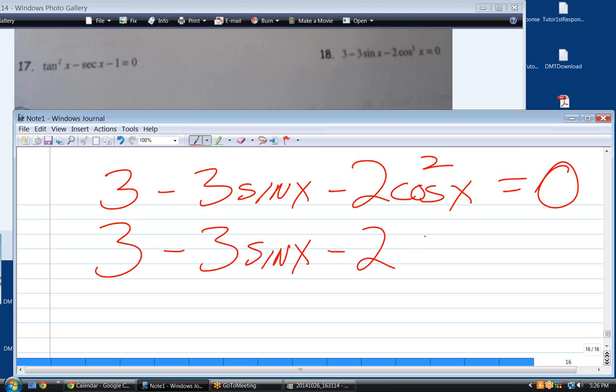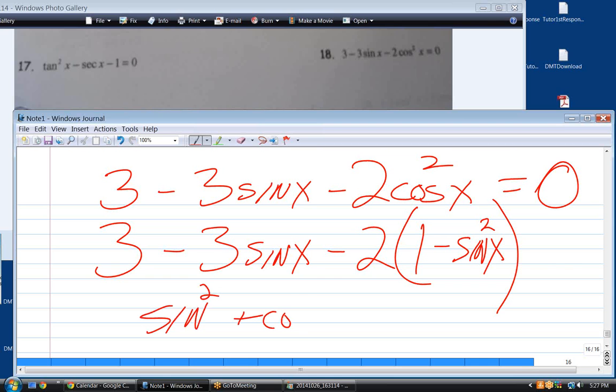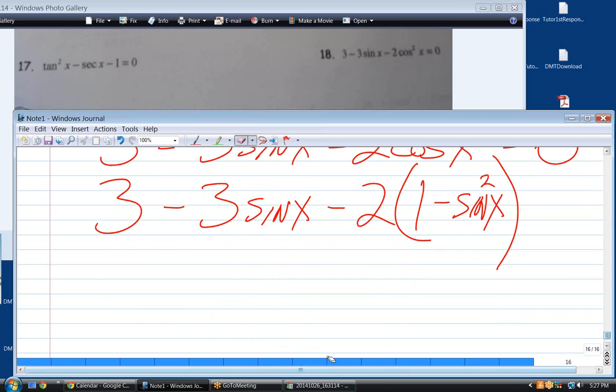What's the identity for cosine squared? Sine squared plus cosine squared equals 1. So cosine squared equals... make sure you do it right. It's not sine squared minus 1. It's 1 minus sine squared. In other words, if sine squared plus cosine squared equals 1, then cosine squared is equal to 1 minus sine squared. Okay? Multiply out, distribute, gather like terms.